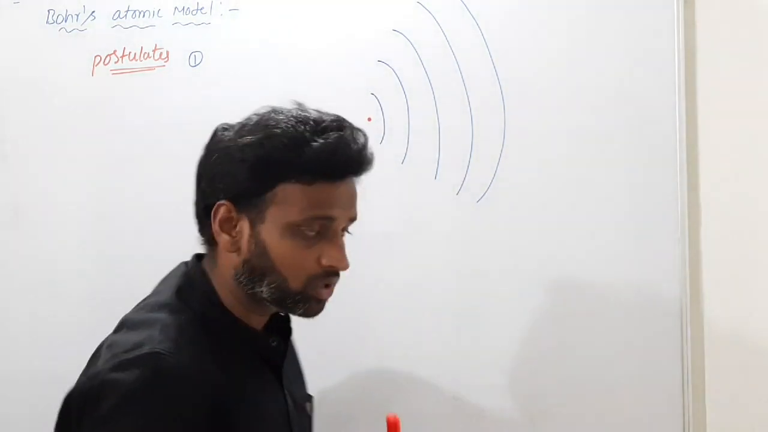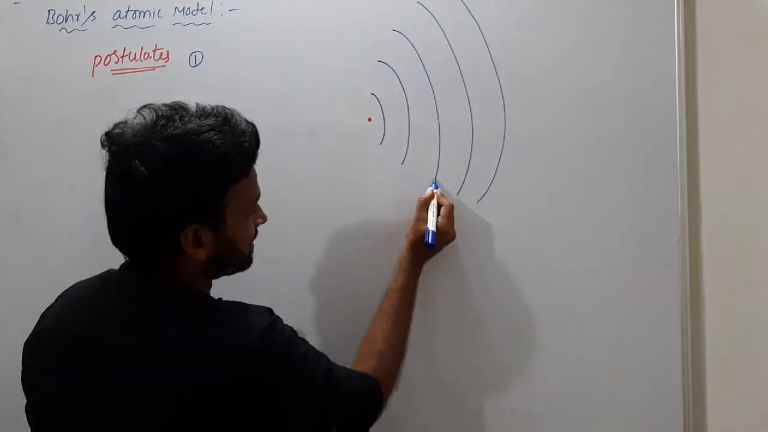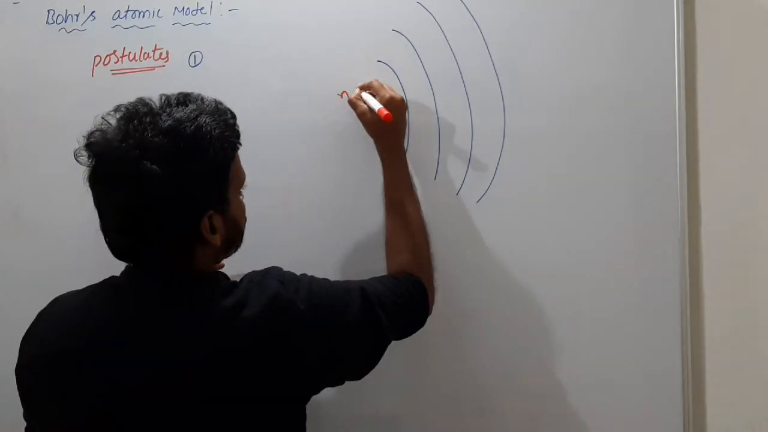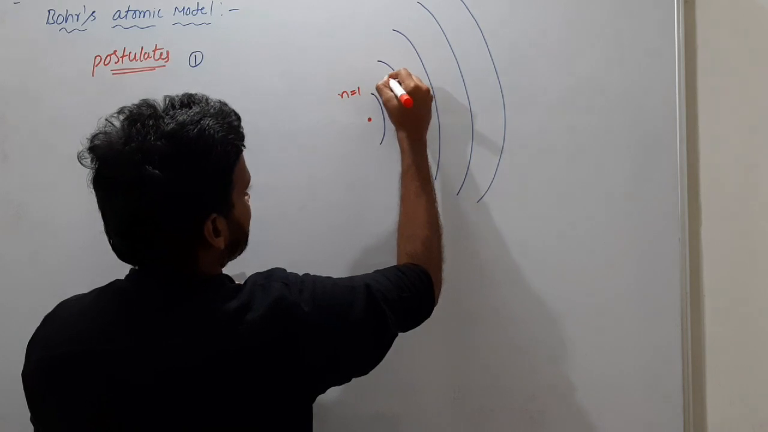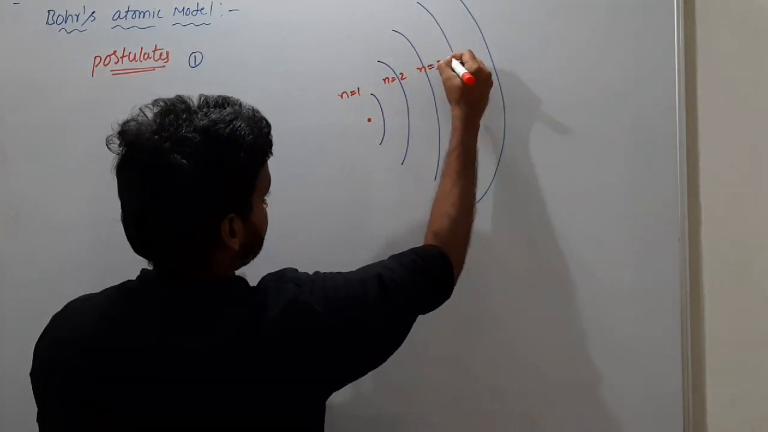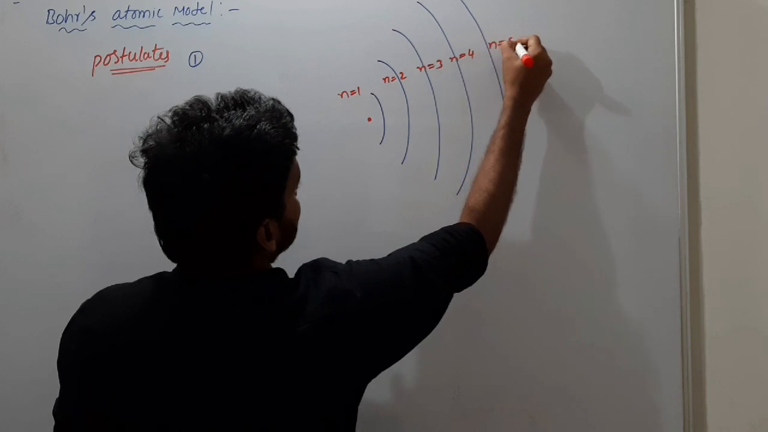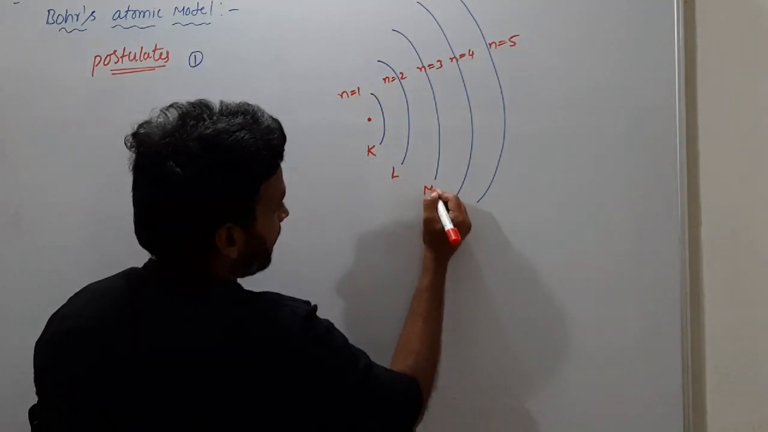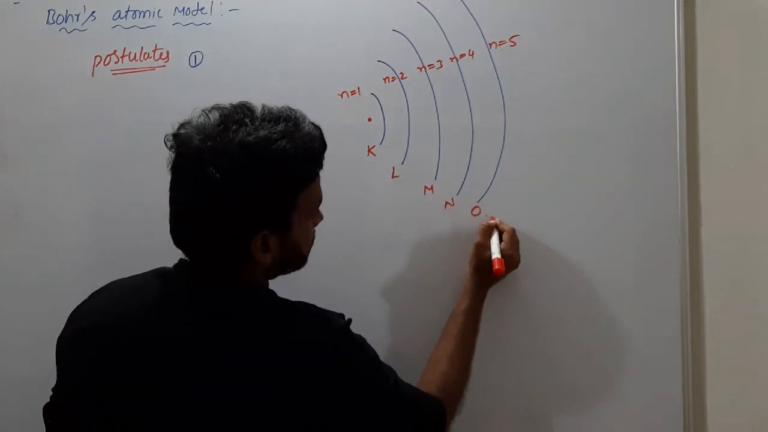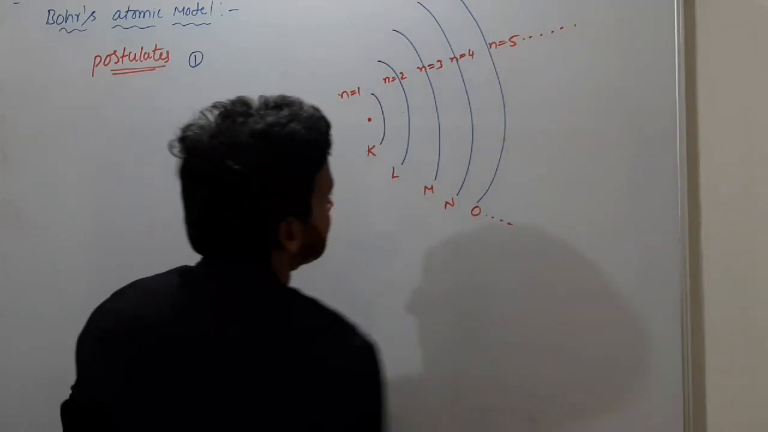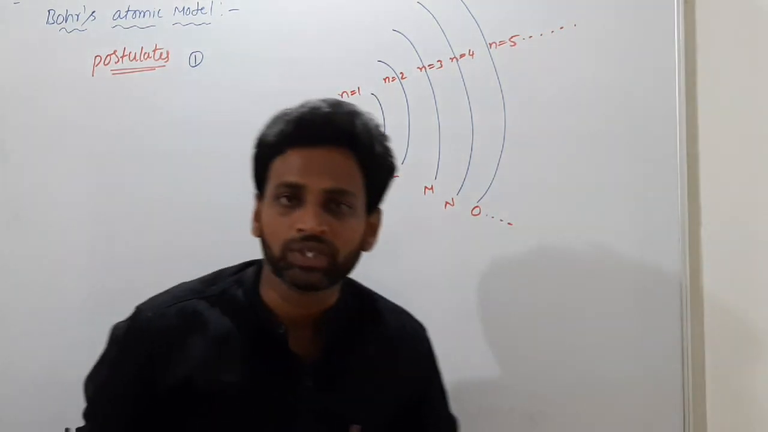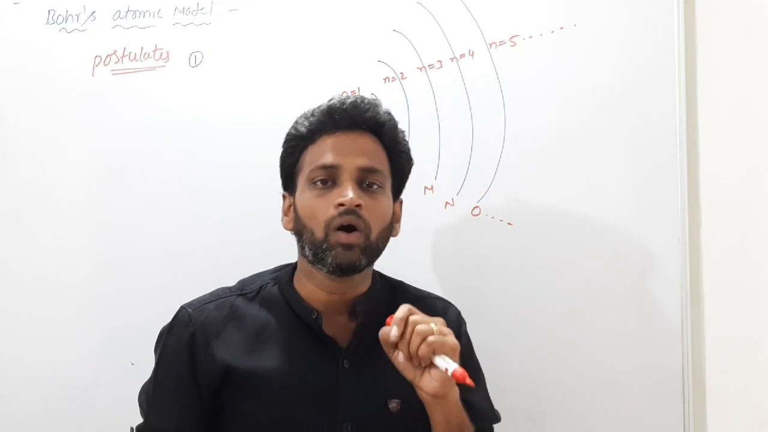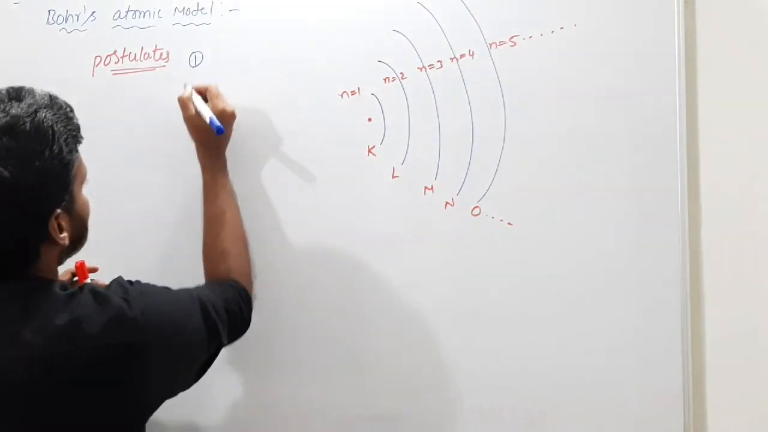These shells are nothing but energy levels. In the hydrogen spectrum I told you, this is the first energy level, this is second, third, fourth, fifth. So he gave n equals 1, n equals 2, n equals 3, n equals 4, n equals 5. If n equals 1, the shell is called K shell. N equals 2, L shell, then M shell, N shell, O shell, and so on. So the first postulate is over.